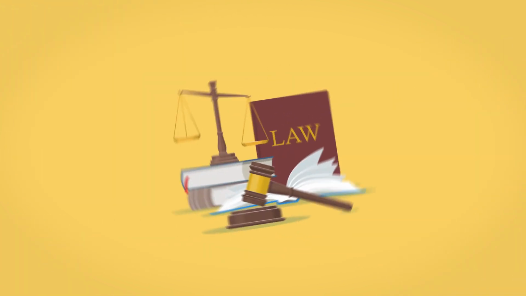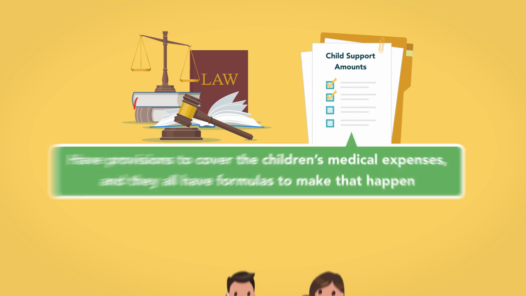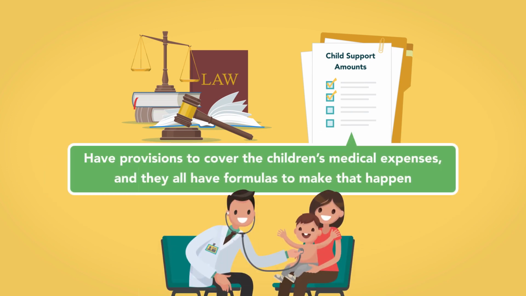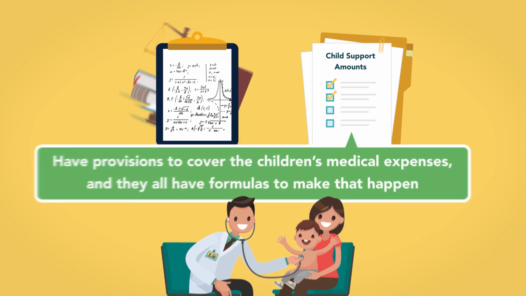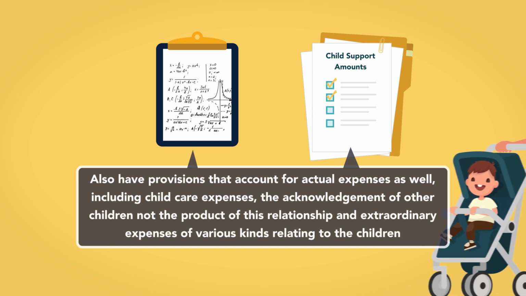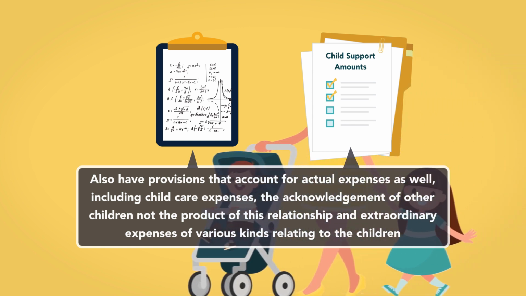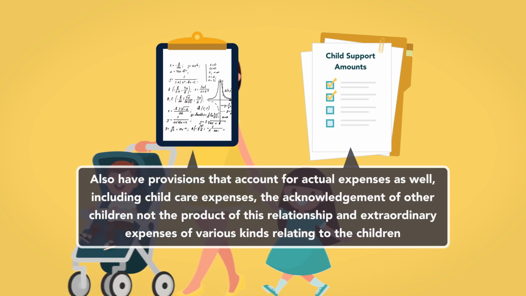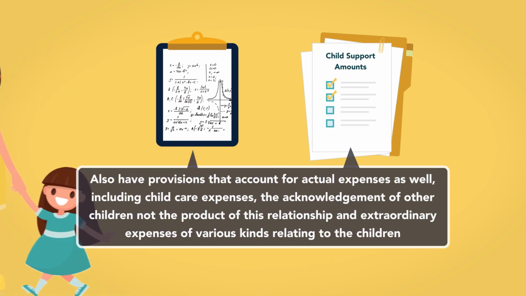Federal regulations and many states also require that all child support orders have provisions to cover the children's medical expenses, and they all have formulas to make that happen. Most of these state formulas also have provisions that account for actual expenses as well, including childcare expenses, the acknowledgement of other children, not the product of this relationship, and extraordinary expenses of various kinds relating to the children.